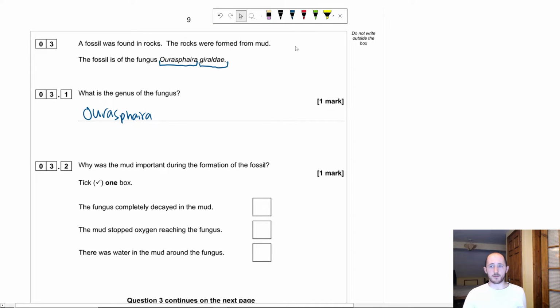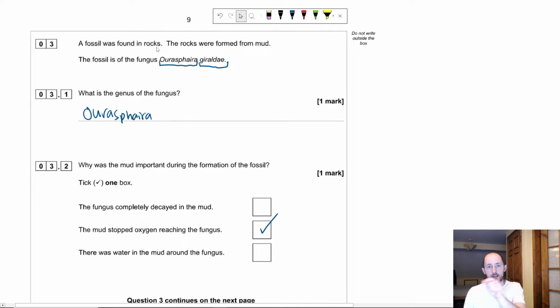Now it says that it was found from mud. So why was the mud important during the formation of the fossil? Well, keep in mind this is a fungus, so it's a very small, very delicate organism. What's important in the fossilization process, especially when something's formed from mud, is that it doesn't decay. So how do you prevent that decay? Well, it's simple. You stop oxygen from getting to the object, because that means the decomposers can't live on the fungus. If there is oxygen present, decomposers can start forming around the fungus, and they will start to digest it. They'll start to eat it.